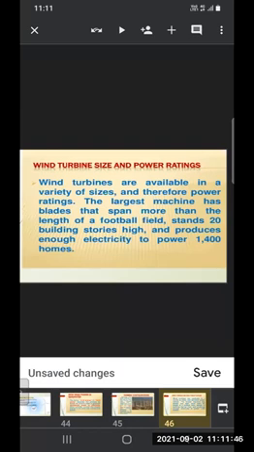So wind turbines are available in the variety of sizes that we have seen, for home appliances, for small cities, and for large plants to generate more electricity. Therefore, the power ratings.